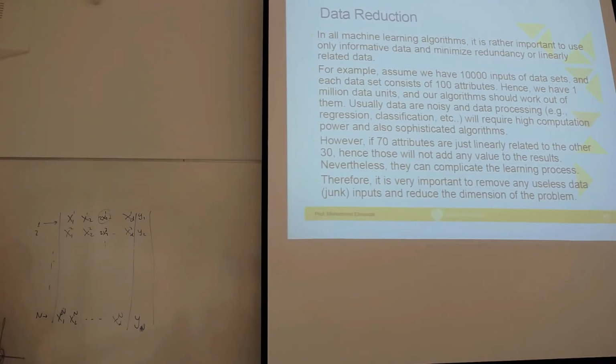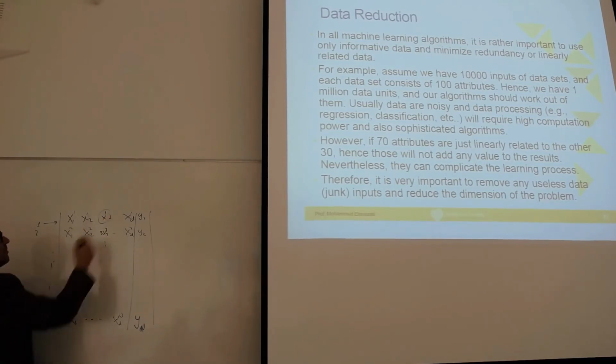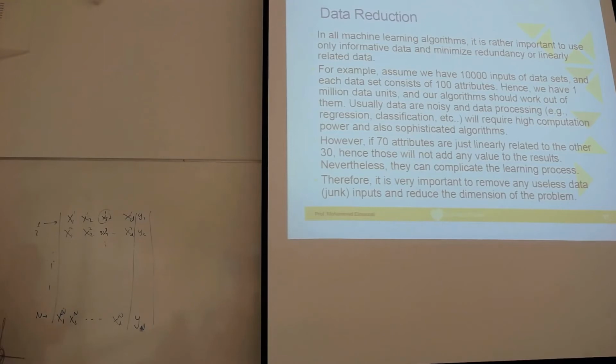The problem is that in practical data, usually we don't see them in this simple way. For example, x2 or x3 can be some combination of the other elements, which can be very hard to see directly. But we will study how to find those highly correlated inputs and remove them from the data that we have.